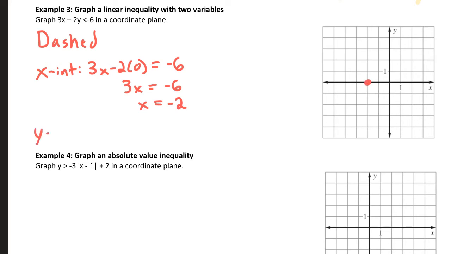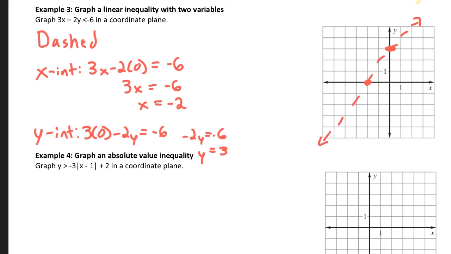My y-intercept is when my x value is 0, so I'm going to substitute 0 for x. -2y equals -6. Y is equal to 3, so my y-intercept is 3, and I've got my 2 points. And I'm going to connect those 2 points with a dashed line. So that dashed line for me will look like this. And it's not going to be perfect, it's not going to be exactly straight, but as long as I see it connecting those points, I'm good. Okay?